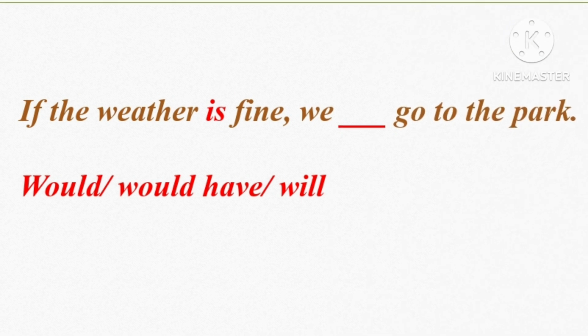If the weather is fine, we dash go to the park. Options are would, have, and the last one is will. So the weather is in present tense, automatically we have to use will. Yes, if the weather is fine, we will go to the park. Let us see the next example.